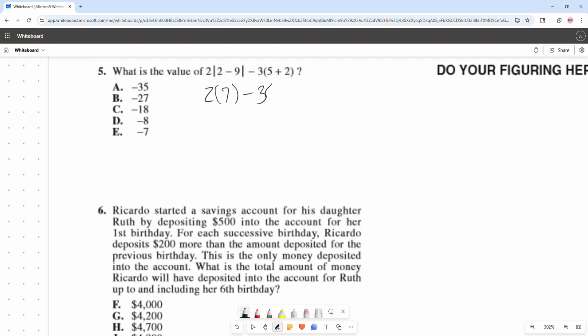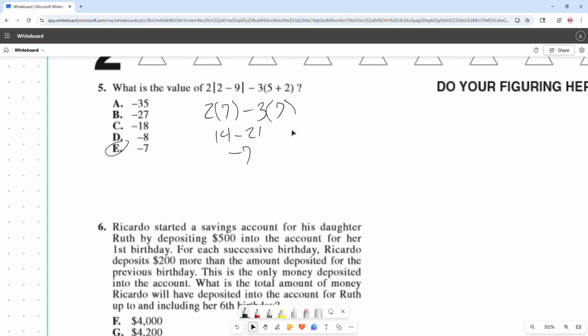5 plus 2 is also 7. And then 2 times 7 is 14, minus 3 times 7 is 21. And you should get your answer, which is negative 7. E. So then, very easy. You can do this in your head. You can also plug into Desmos.